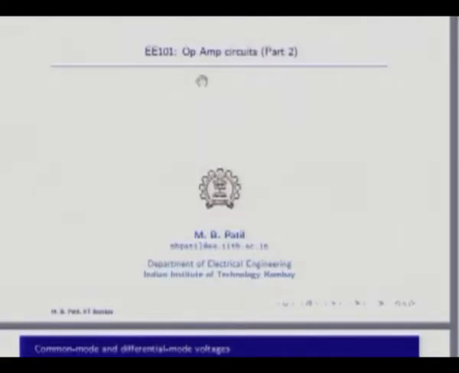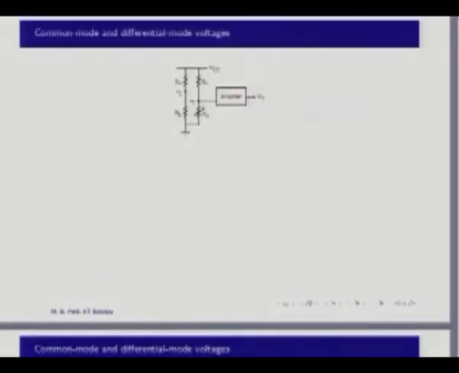Op amp circuits part 2. Okay. So I think in this part we are going to continue with linear circuits as well. Let's go to the next slide. One very important concept that students are often not very familiar with is the so-called common mode and differential mode voltages and the common mode rejection ratio. It's so important that it has to be really drilled in with some example at an early stage.